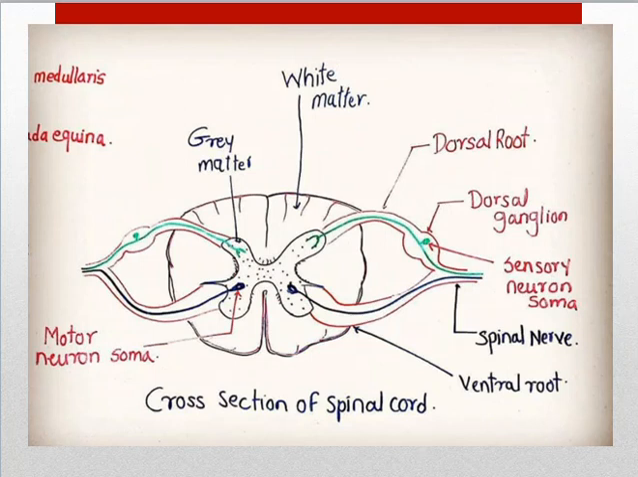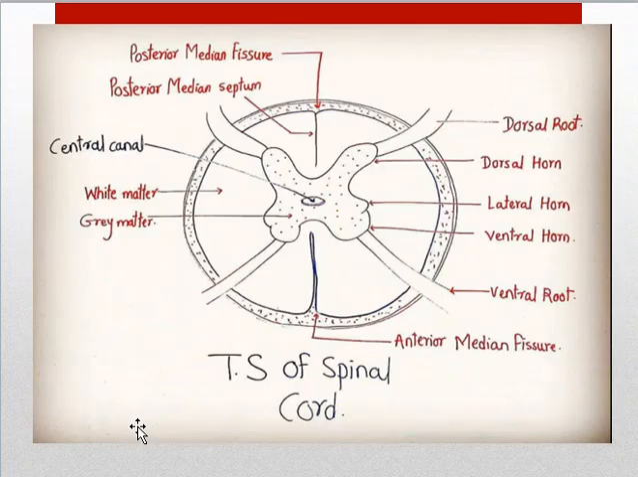The cross section of the spinal cord shows the grey matter in the center, and around it is the white matter. There goes the dorsal root, and it ends in the dorsal ganglion, which has sensory neuron soma, and the spinal nerve goes from here. Underneath is the ventral root, and on the other side there is the motor neuron soma in the grey matter. This is the cross section of the spinal cord.